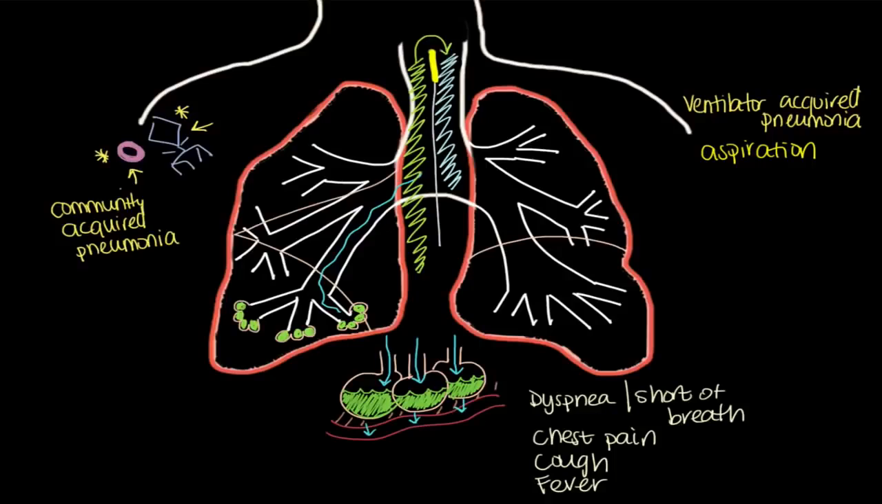And because our lungs are a sterile environment, anything that gets in there that's carrying bacteria is a danger to us because it can make us very sick. The same thing can happen with somebody that is eating and accidentally aspirates the food into their lungs.